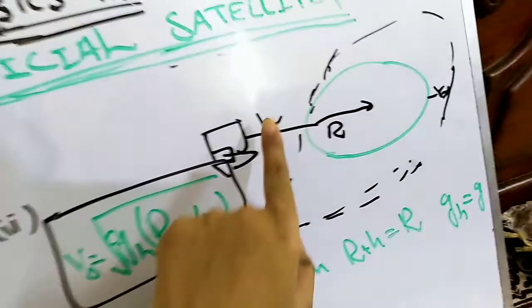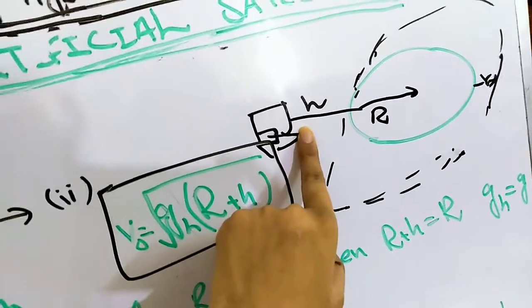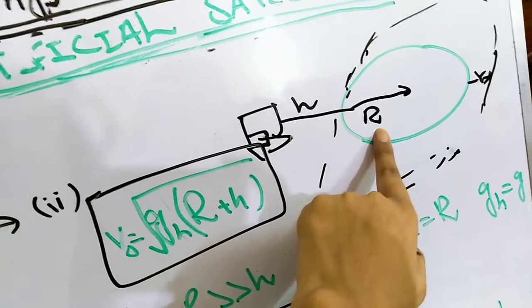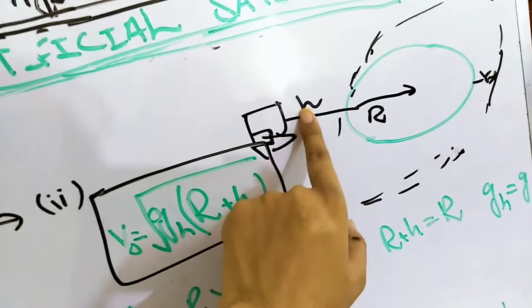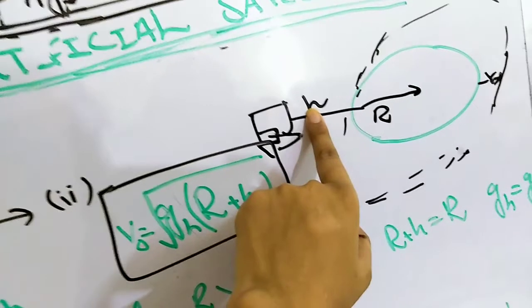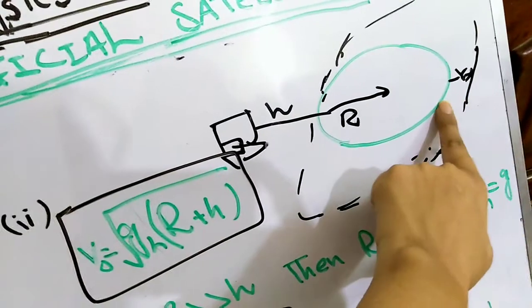So we will start from this diagram. Let's suppose we have this satellite. Capital R is the distance from the center of the earth, small h is the height, the altitude of the satellite, and r naught is the orbital radius.